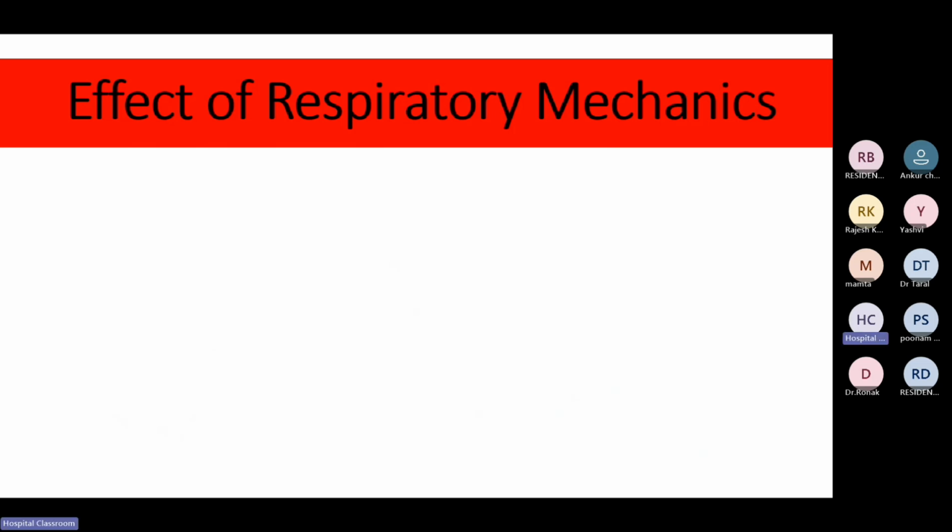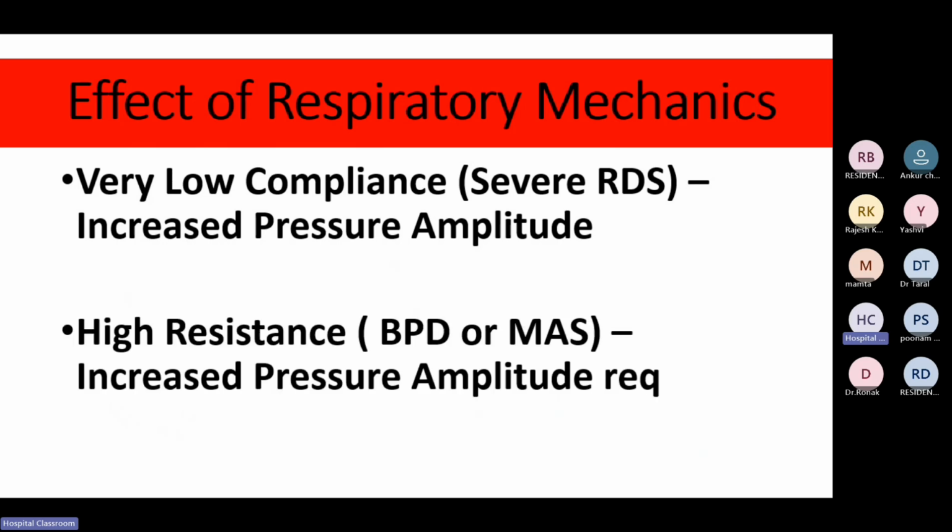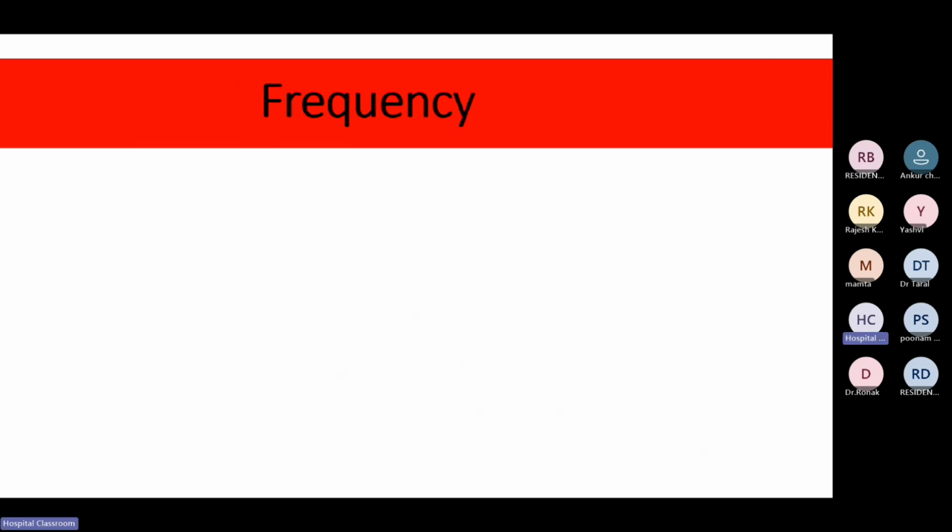Then what is the effect of respiratory mechanics? Whenever the compliance is low, you need to use a higher pressure amplitude. And whenever the disease is like BPD or MAS, where the resistance is high, again, the pressure amplitude requirement may be high. Then coming to the next parameter, that is frequency.